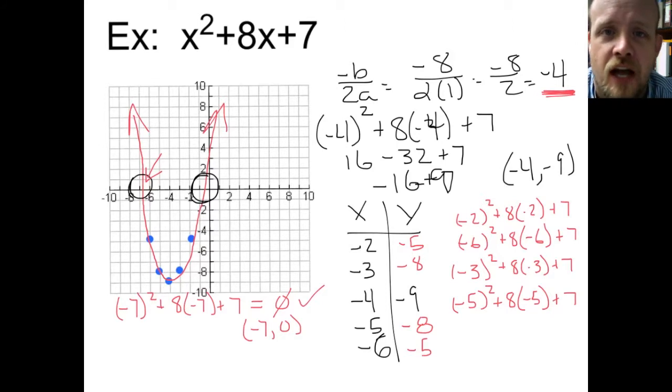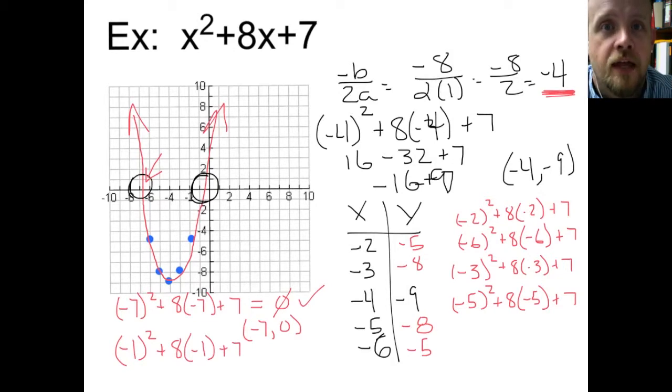Looking at the other side, it's somewhere in between 0 and -1. Since I know that if I plug in 0, I'm going to get my +7 back from my y-intercept, let's go ahead and try -1. So -1 squared plus 8 times -1 plus 7, well, we work that out, turns out to be 0. And that's perfect. That's, again, exactly what we want. So our other 0 is at -1, 0.